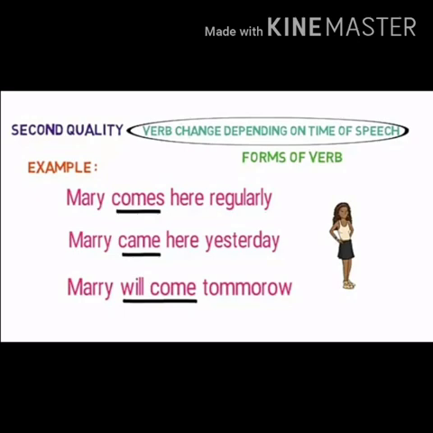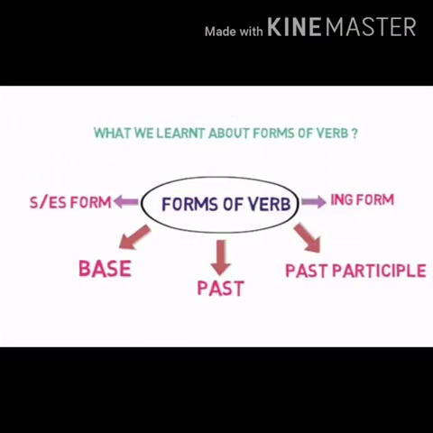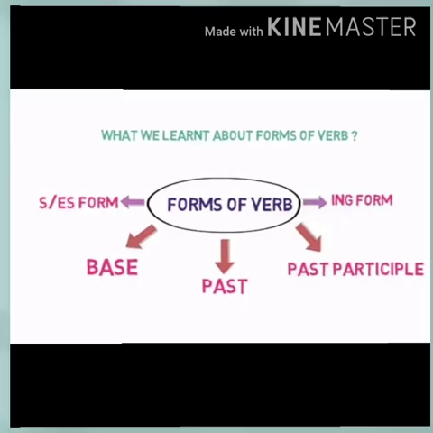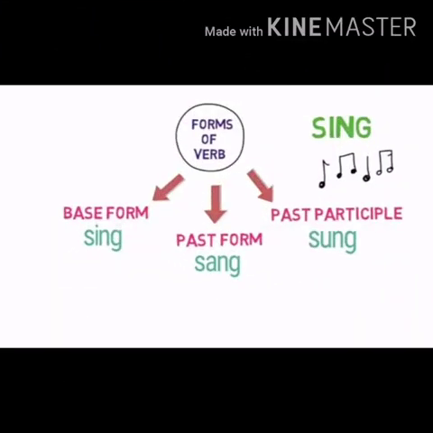Now let's discuss forms of verb. We can see this with an example. First, base form, past tense, past participle. Base form is present tense, V1. Past tense is V2 and past participle is V3. Now see the example. Sing, sang and sung. These are the three forms of verb.